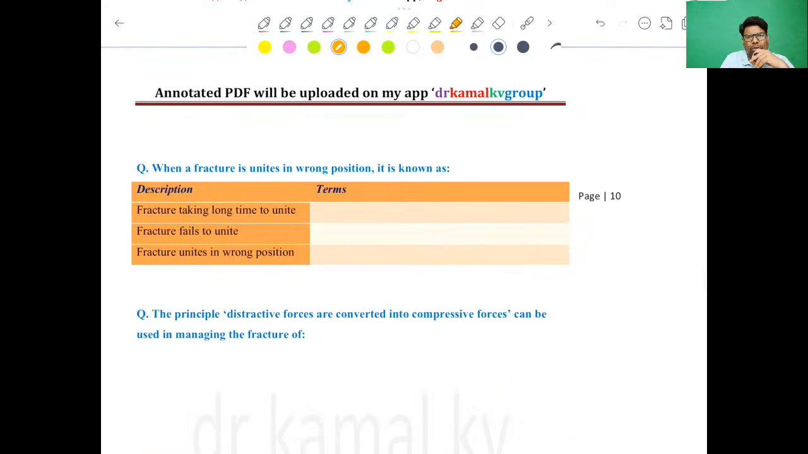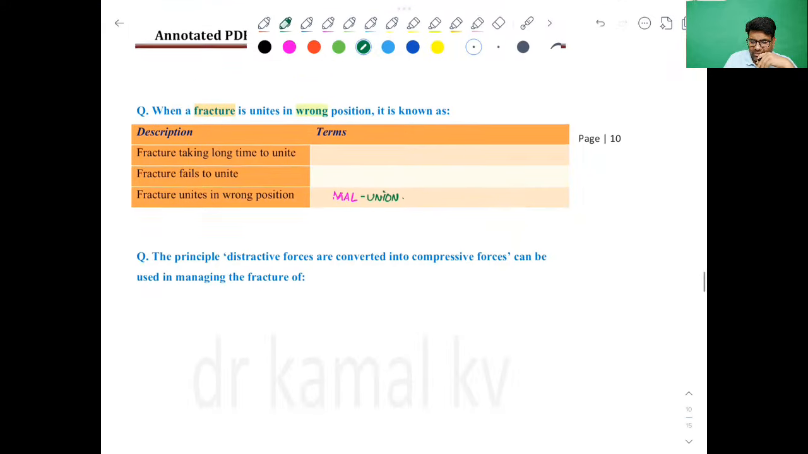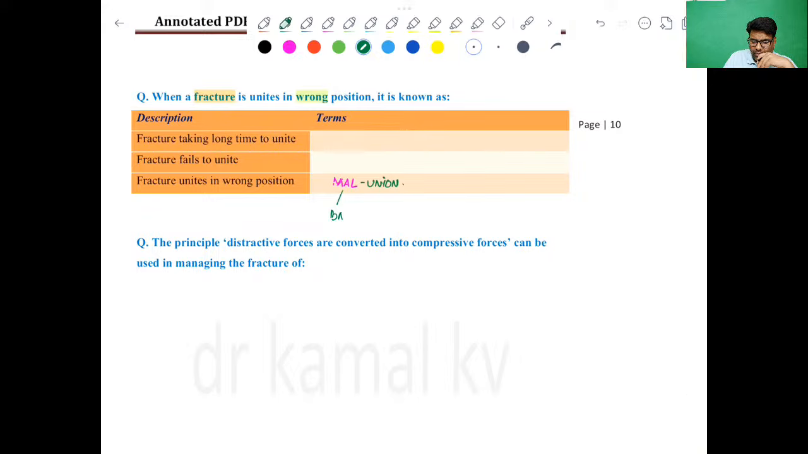Now this is a little bit of pure theory about problems related to fracture union. The question is about a fracture uniting in a wrong position. Whenever a fracture unites in a wrong position, for wrong we use the word mal. Clear? And for union, you simply write malunion. So if the fracture unites in a wrong position, it is malunion. Mal means actually bad, right? So very good, Himalayan, it is malunion.